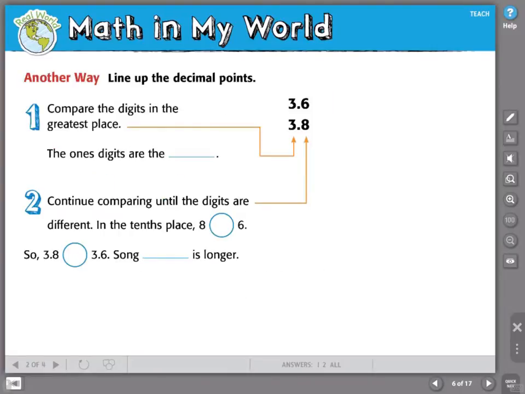Another way is to line up the decimal points. This is probably the most convenient and easy way to compare decimals. To do so, you must line up the decimal points. The decimal points help you to keep your place values in order so that you are comparing digits that have the same value. So you line up the decimal points. I like to say you can play tic-tac-toe.